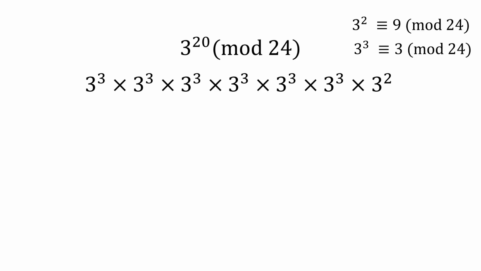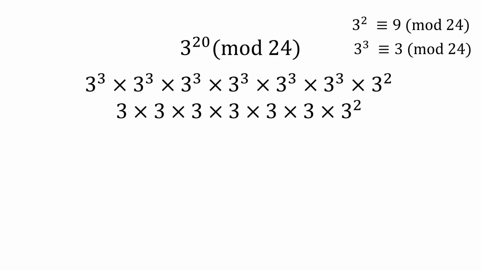We want to compute 3 to the power 20, which we can actually write like this. If you look at the sum of the exponents, we have 6 3's and 1 2, and that obviously sums to 20. So this is the expression that we want to compute. But because 3 to the power 3 is the same as 3, each of the first 6 terms of 3 to the power 3 can be replaced with just 3. So now we end up with 3 to the power 6 times 3 to the power 2.